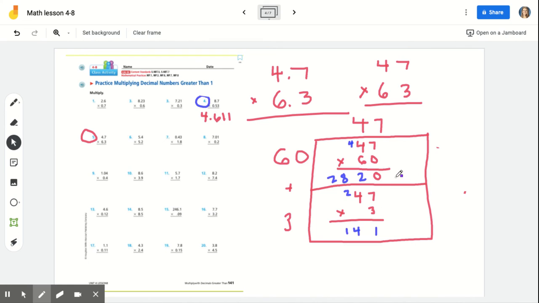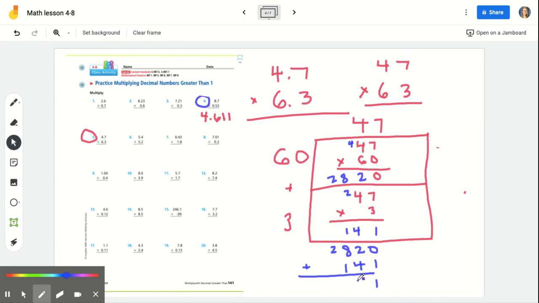The next step, of course, we add the 2. Go ahead and quickly add these 2 partial products. Did you get 2,961? Great job. I'm not putting a comma in between because that's not our final answer. Our next step is we're going to go back to the original problem, 4 and 7/10 times 6 and 3/10. We're going to find out how many total decimal places are there in our factors.